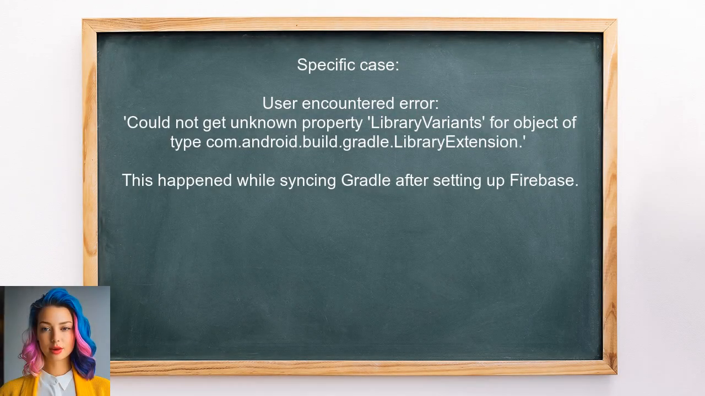Let's look at a specific case. One user recently encountered an error stating, "Could not get unknown property library variants for object of type com.android.build.gradle.library extension." This happened while trying to sync Gradle after setting up Firebase for their Android app. Sound familiar? Let's explore this together.